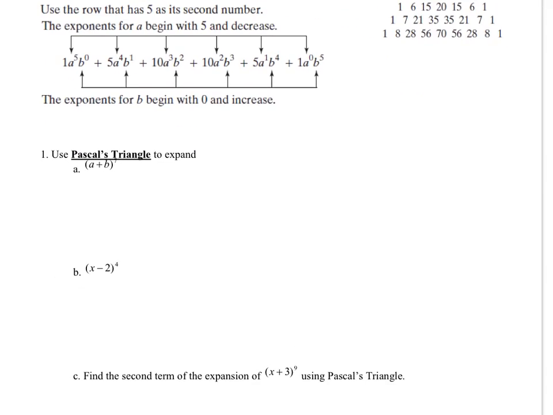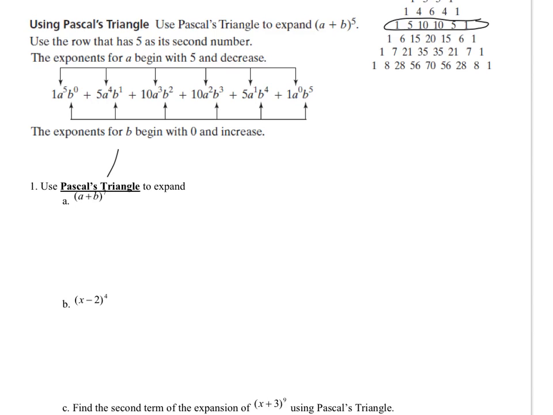So number 1 down here, use Pascal's triangle to expand A plus B to the 7th. It would be nuts to write out A plus B, A plus B, A plus B, A plus B in FOIL, and then do the distributive property over and over again. Instead, I'm going to go to the row with a 7, and I'm going to do A to the 7th, B to the 0. The coefficient of that is 1, plus 7, A to the 6, B to the 1. Notice how my A is going down and my B is going up.